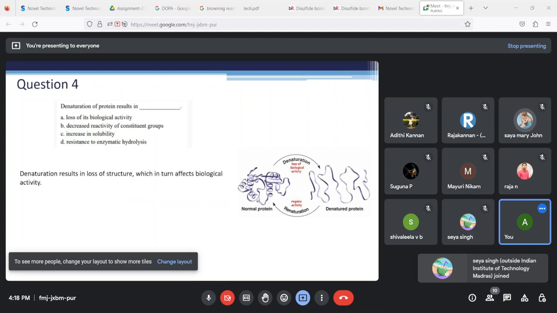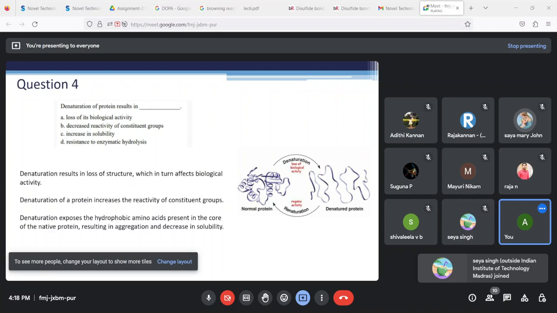So denaturation results in loss of the structure, which in turn affects the biological activity. The denaturation of the protein increases the reactivity of the constituent groups because now everything is exposed to the solvent. And because of this exposure, the hydrophobic amino acids, which were originally present in the core of the protein, will now be exposed and will try to interact with each other, resulting in aggregation and decrease in solubility. The last point is that the loss of the structure and the exposure of amino acids to the solvent increases the accessibility to the enzymes that hydrolyze the protein. Hence, denaturation increases the susceptibility to hydrolysis and does not give resistance. So the answer is option A. Hope this is clear.